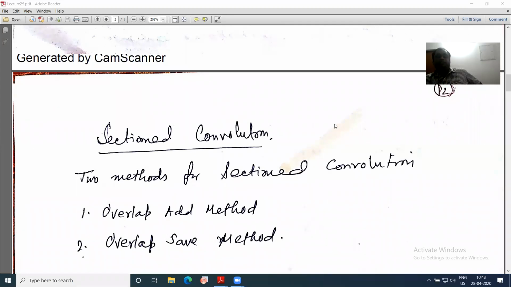So section convolution, are you hearing properly? Yes, sir. Okay.